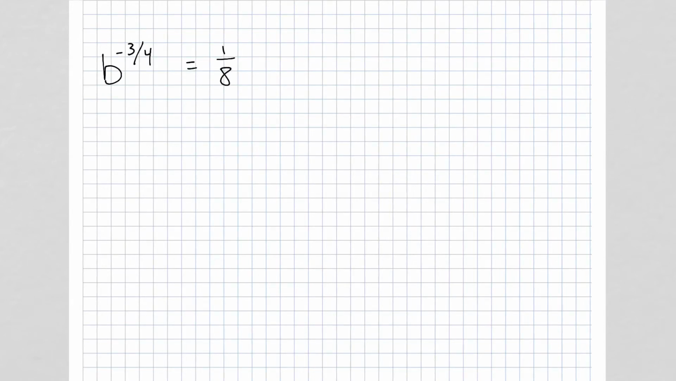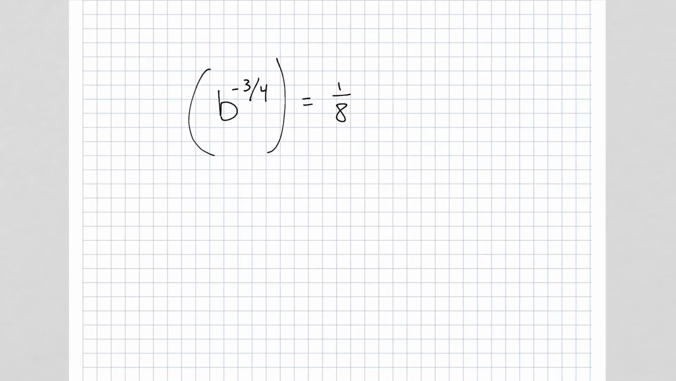So what we can do to get rid of this fractional exponent is we're going to go ahead and raise this to its inverse. Okay, I'll show you why. Remember that what you do to one side of the equation, you have to do to the other side. So what this does is that gives us b to the negative 3/4 times negative 4/3.